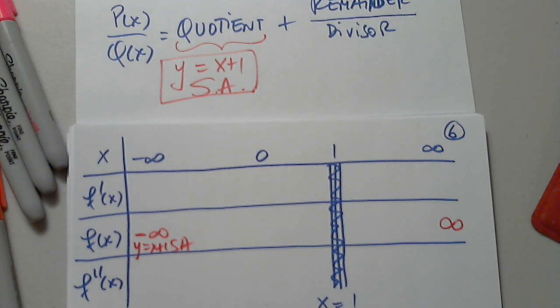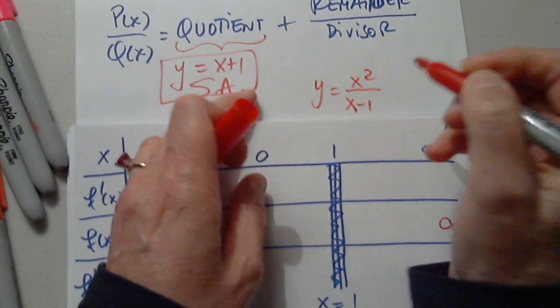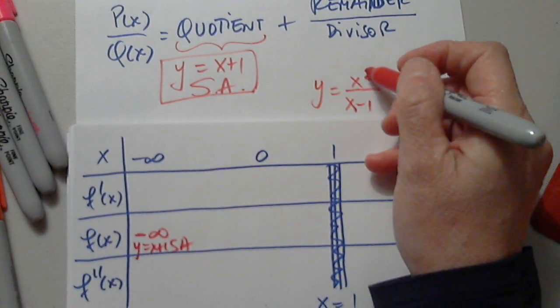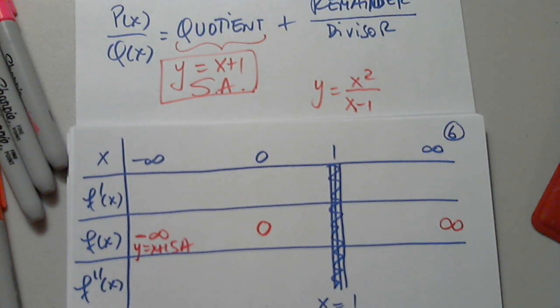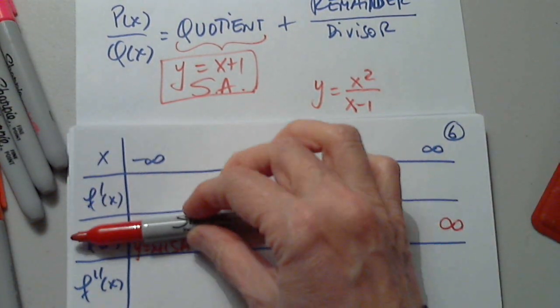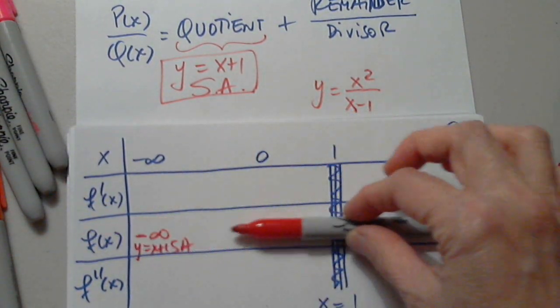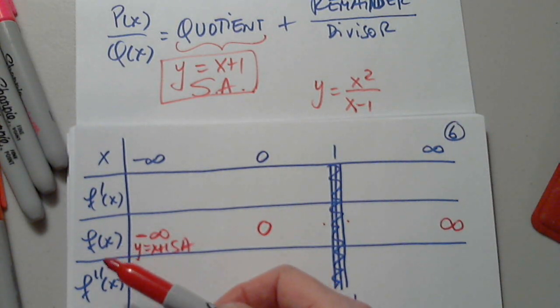Now, let me copy the function closer here. I have to plug in 0, but 0 over -1 is 0. And now I also have to find these limits, and then I'm done here. There's nothing else that I can find about the function from the function itself.